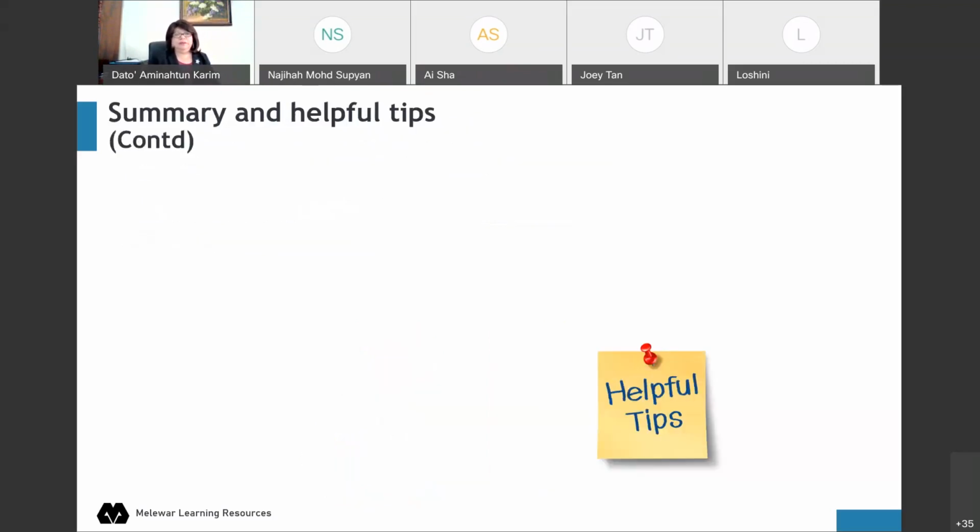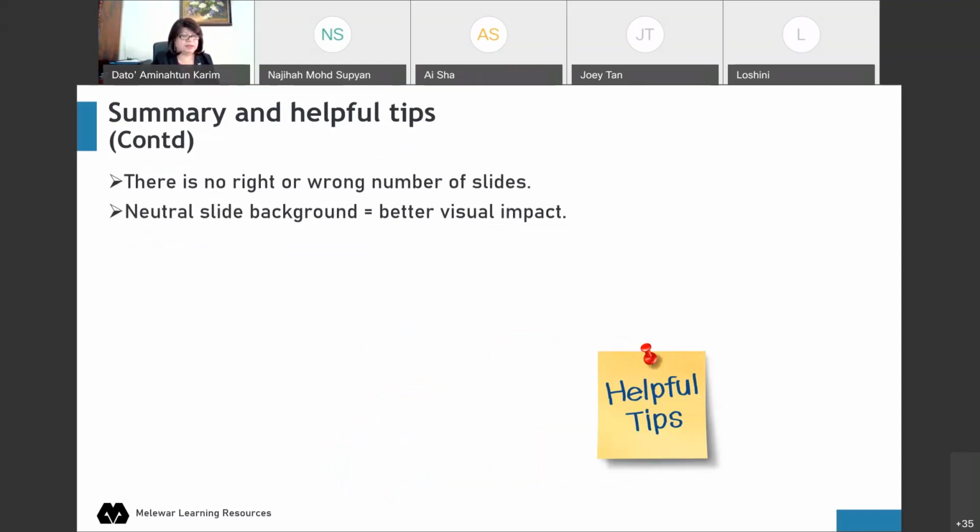All right, let's go on. More tips. There is no right or wrong number of slides. Some people say you should not have more than 15 slides or 10 slides. No, if you have things to actually talk about and the slides help you remember, help you explain and make it easy for the audience to understand, it's okay. You can have maybe even 25 slides, if you have the time, of course.